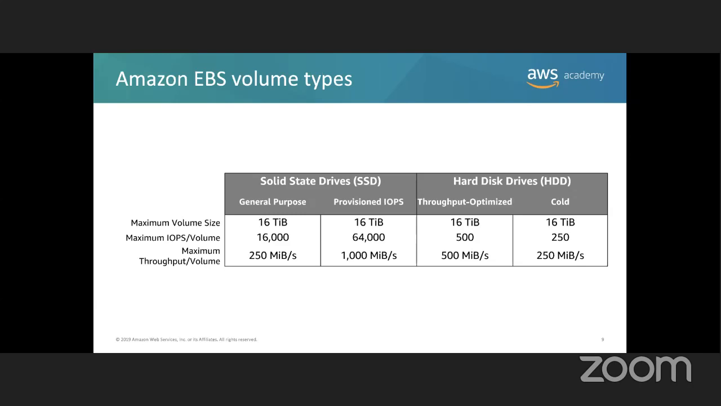Now, the maximum IOPS per volume is 16,000 for general purpose and 64,000 for provisioned IOPS. And then you have 500 and then 250. Okay. Now, what does it mean? It means that if your application needs a lot of input output per second, if it is more than 16,000, then you have to use provisioned IOPS, right? If it is less than 16,000, then you can use general purpose or throughput optimized or cold, whatever you have.